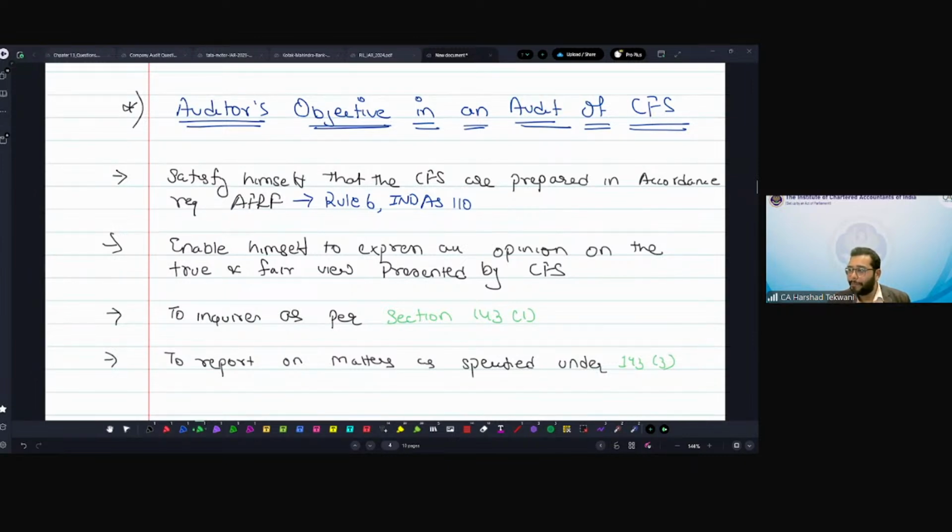Clear? No, Manish. 700 is something different. SA 700 never says that go to 143.1. Any doubt, guys? Apart from my question that I have given to you? No? No doubts?